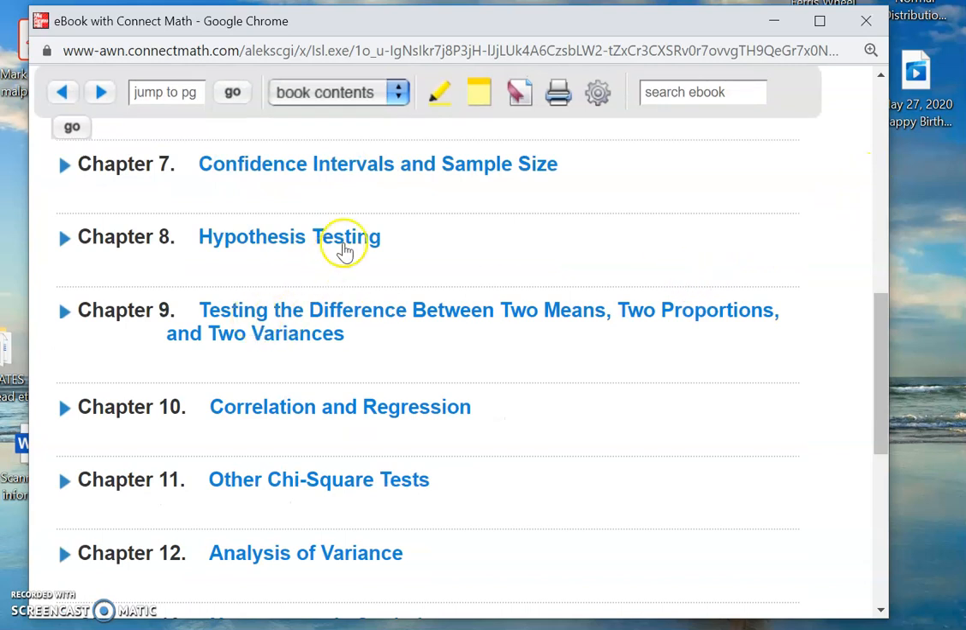Chapter 8 and chapter 9 are kind of the most important things that we're going to do. The real purpose of this class, I would say, is to help you understand what we mean by hypothesis testing. Then there are two basic types of hypothesis testing: chapter 8 and chapter 9. I'm not going to go into the details right this minute because this is just an overview. But the idea behind hypothesis testing is this.